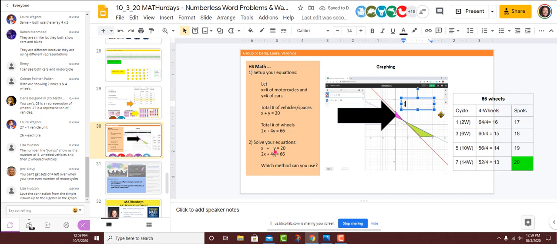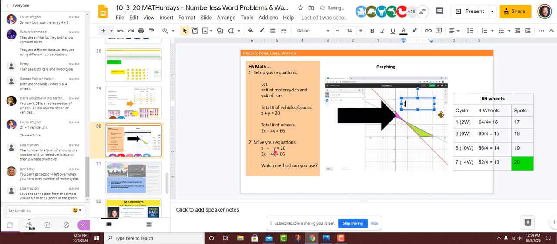Okay, so a point in the pink area. Let's see. Oh, sorry about my dog. I'm trying to find a whole number. Okay, so one of the points I can use is the point (0, 20).